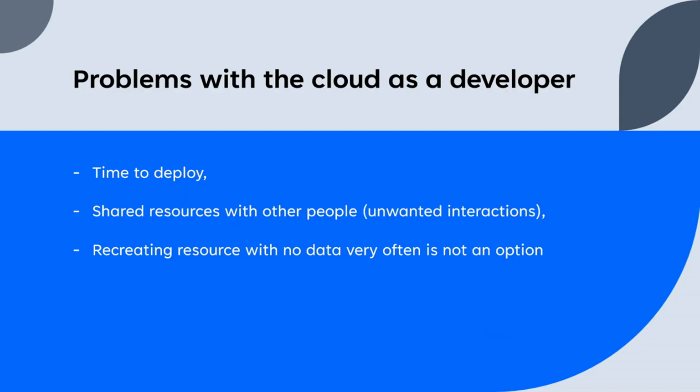So what are the problems as a developer when you are working with cloud? So first thing is that you need time to deploy. Sometimes a CI/CD pipeline takes 3 minutes, sometimes it takes 40 or 50. It really depends on your complexity, and most of the time you can't change it. It depends on your company policy. So it takes time.